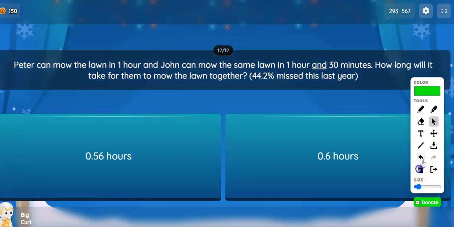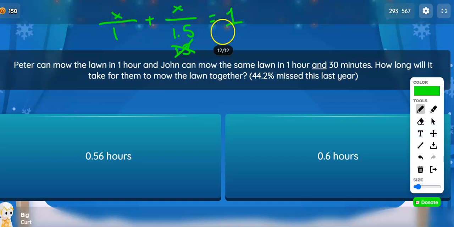And final question. Peter can mow the lawn in 1 hour, so we'll let Peter be person A. John can mow the same lawn in 1 hour and 30 minutes, and it looks like the answers are in hours, so 1 hour and 30 minutes is 1.5, not 1.3. If you put 1.3, you would have got the wrong answer. How long does it take them to mow the lawn together? So put X on top, and they're mowing 1 lawn. They're doing 1 job, because the job was to mow 1 lawn. Type that in, and you got your answer for how long. And obviously, it's going to take them less than 1 hour together.